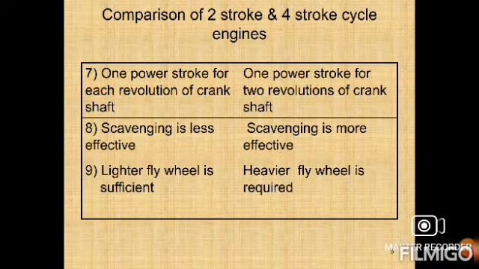In a two stroke engine, all events are completed in two strokes of the piston, which is one revolution of the crankshaft. There is one power stroke for every revolution. In a four stroke engine, all events are completed in four strokes of the piston, which is two revolutions of the crankshaft. Therefore there is one power stroke for every two revolutions of the crankshaft.